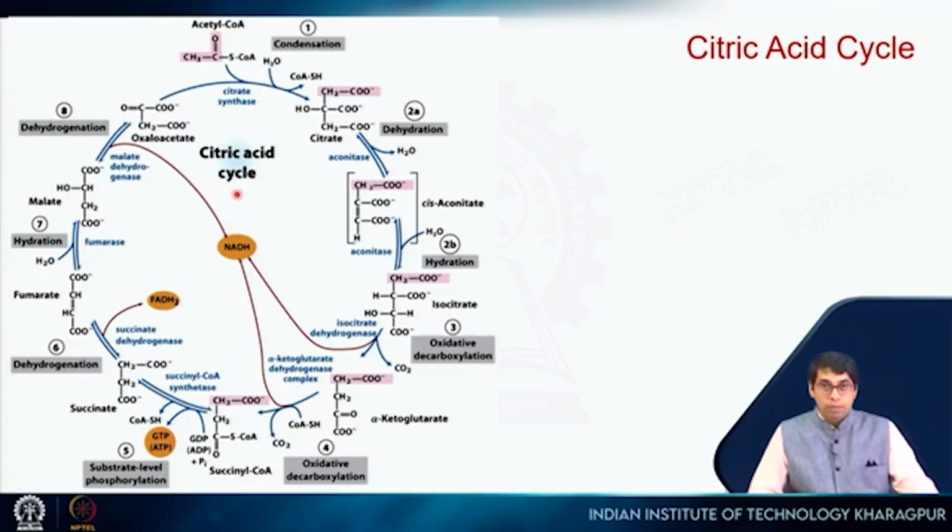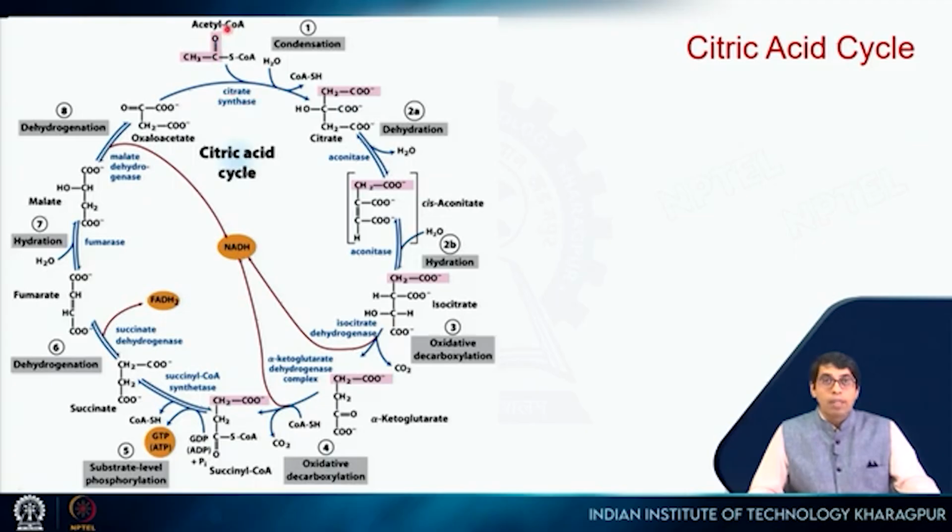Now, another important feature of this cycle is that many of these products that are formed are taken up by different metabolic pathways. So, I will show you one slide where all those pathways are highlighted. So, let us look at the citric acid cycle.